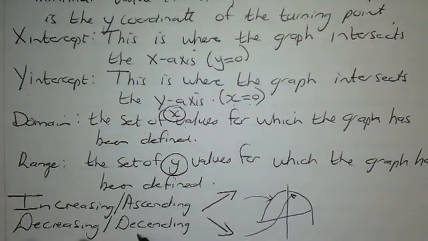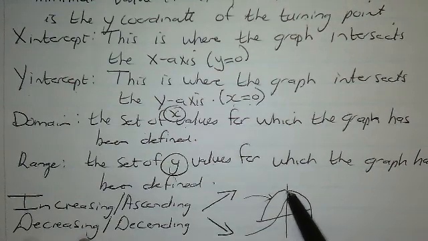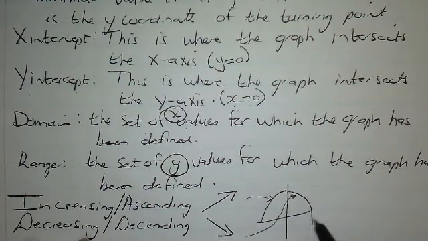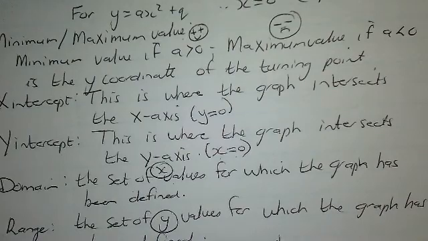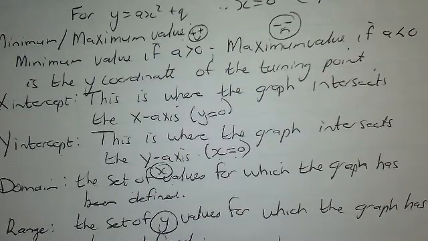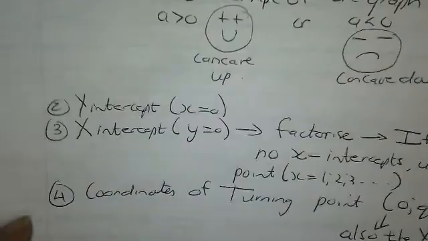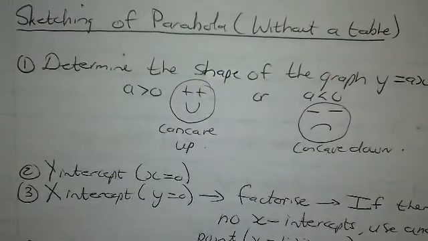Decreasing or descending means from the turning point you go downwards. So that means the bigger the x will become, the smaller the y will become. So that's decreasing and increasing function. So that's your terminology.